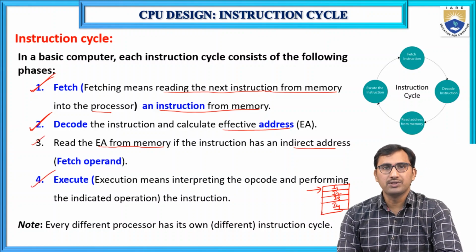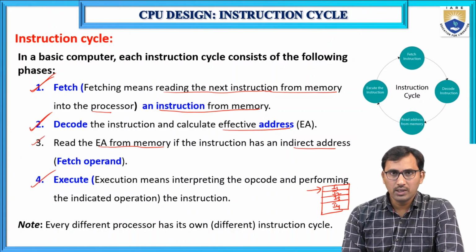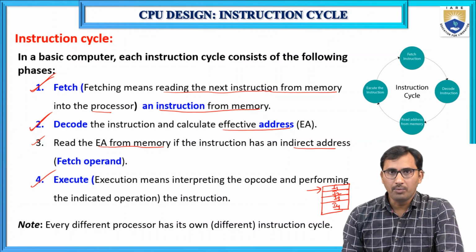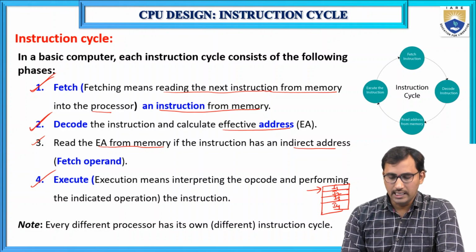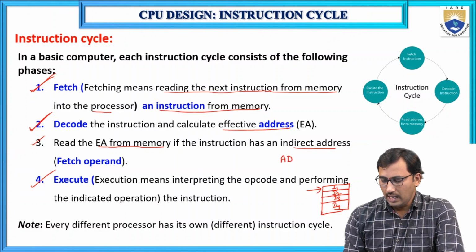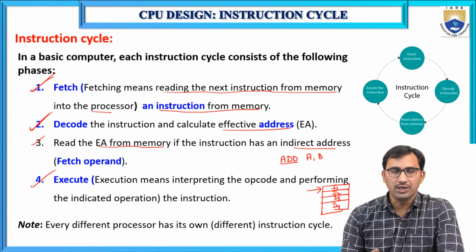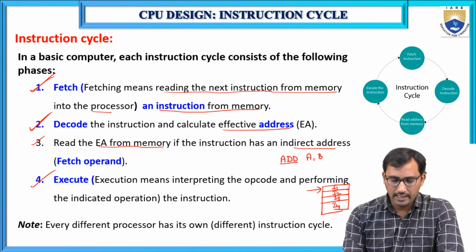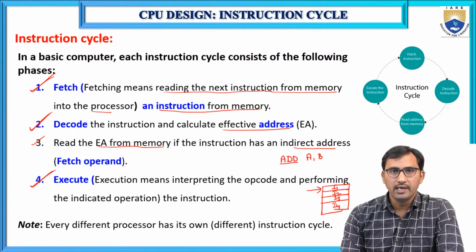Then the last phase is execute. Executing means interpreting the opcode and performing the dictated operation. Suppose you have an instruction ADD A, B. ADD means addition, so the CPU has to perform the addition operation. In the execution phase, it will implement this addition operation. So these are the various phases of the instruction cycle.